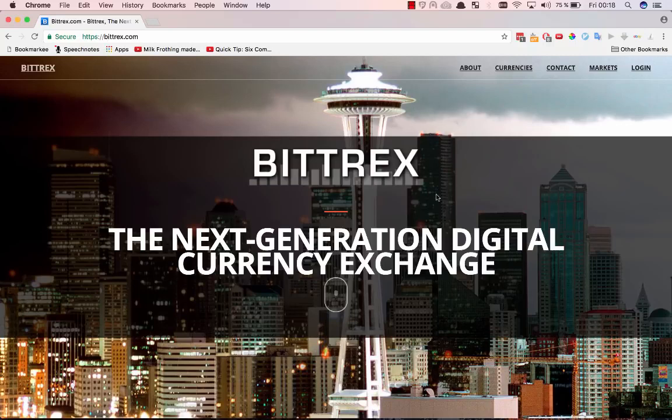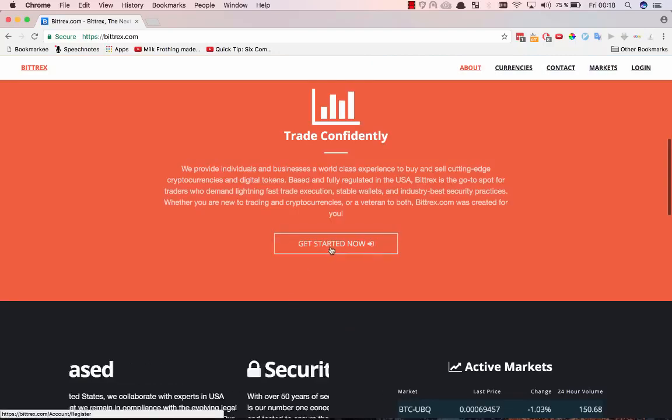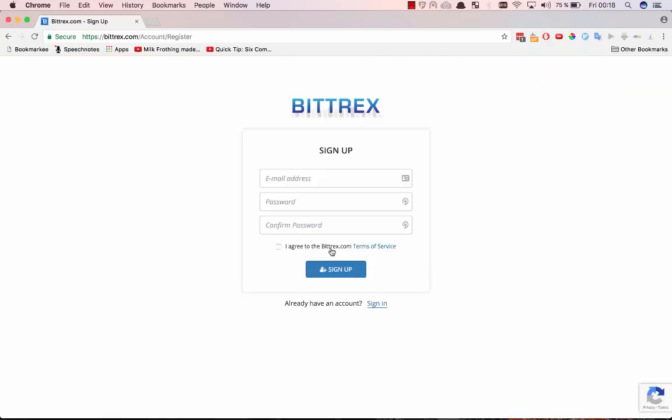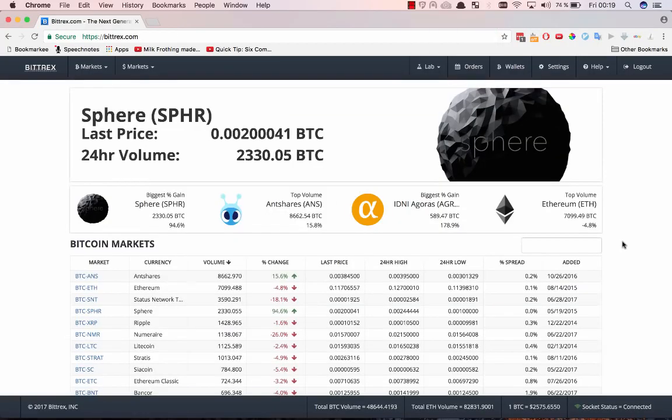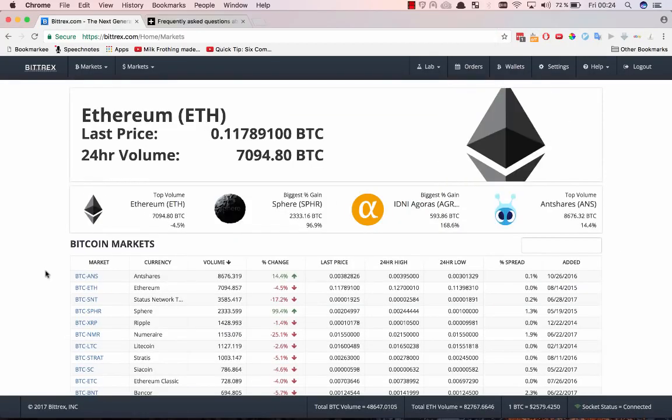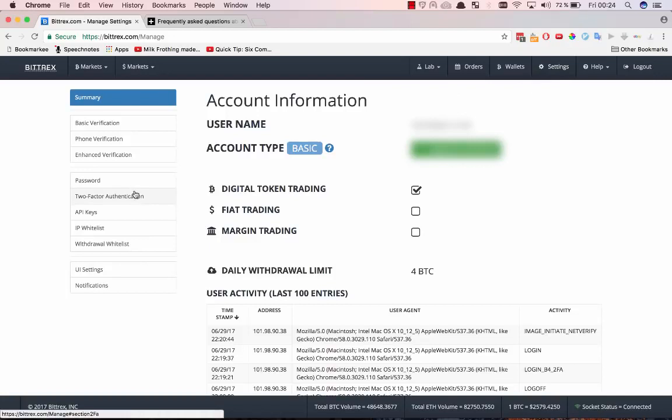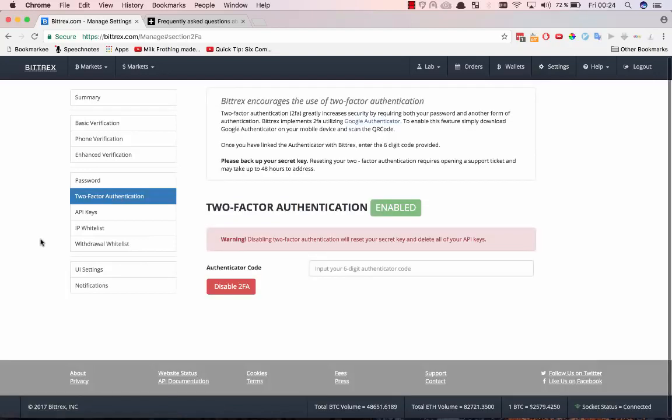The sign-up process is very simple. We click on Get Started Now, go through the registration process, and you are in. Now, the first thing you want to do once you have signed up is to set up your two-factor authentication. Click on Settings, Two-Factor Authentication, and here you have the ability to set this up.